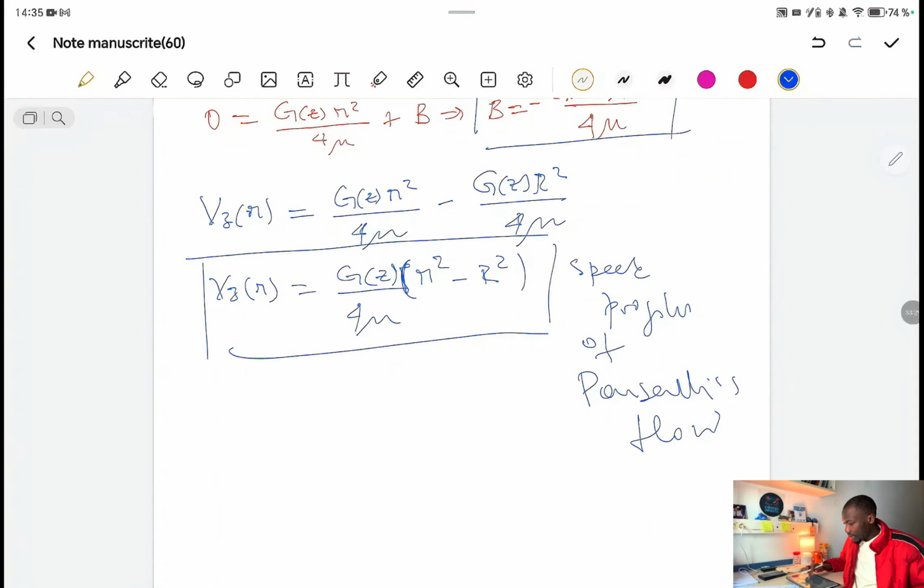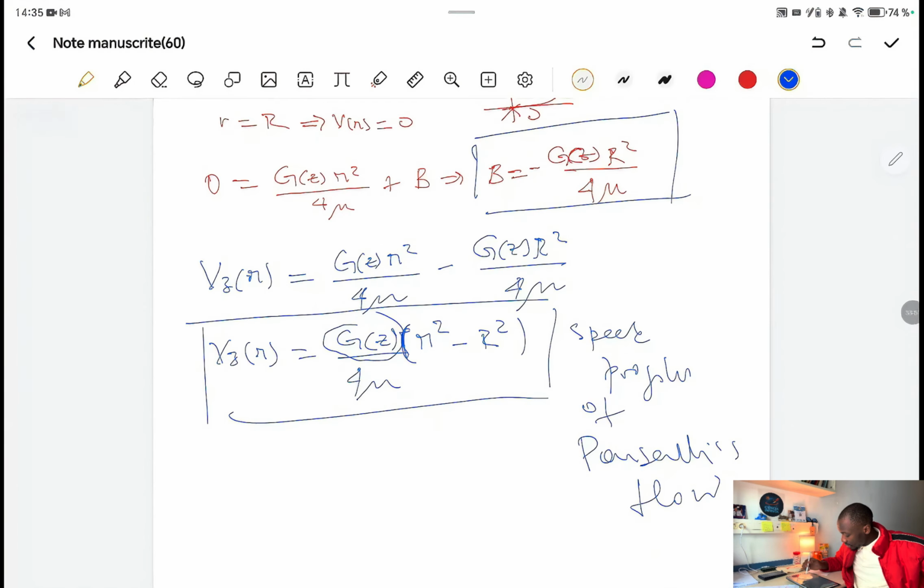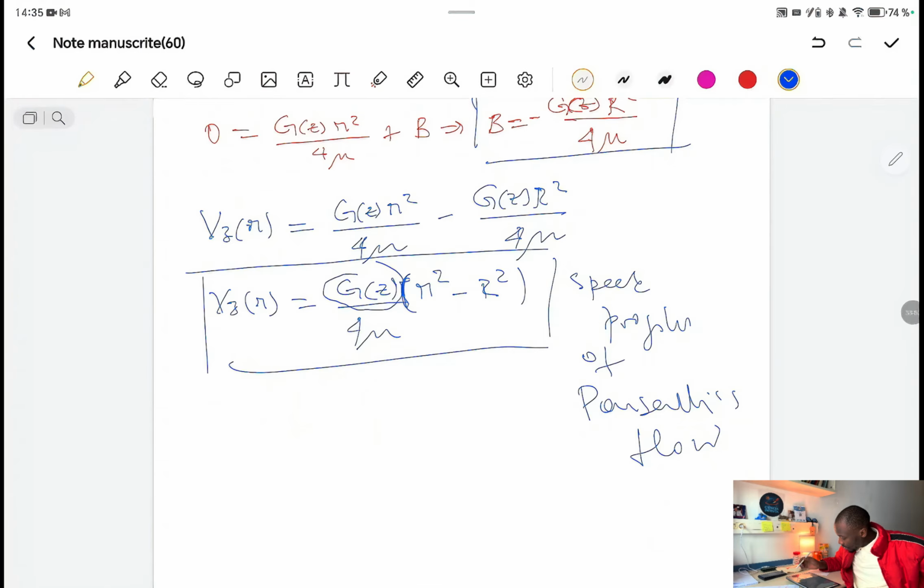From this we can actually find the flow rate. We can also find gz. We know it's a pressure, but we don't know yet if it is in the z direction or if it depends on z. That we can also find according to the equation, which I will do in part 2 of this video. Thank you.